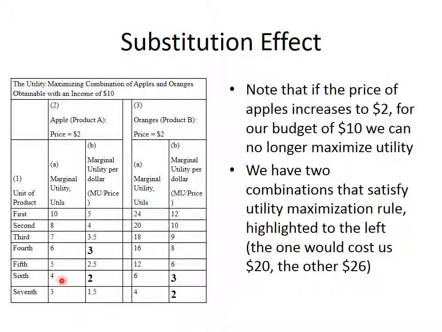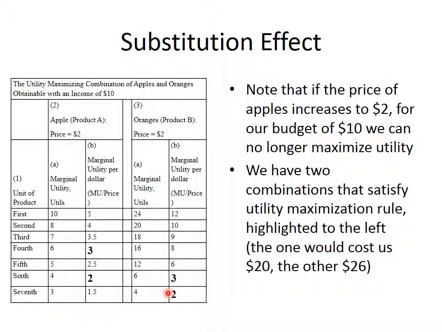We have another combination here. Our 6th apple gets us 4 additional units of benefit at $2, for the price of the apple, gets us 2 units of marginal utility per dollar. Okay, same things down here. Okay, again, with oranges, that 7th orange gets us 4 units of benefit. It costs us $2, so we're getting 2 units of benefit per dollar. Okay, so again, now how much is this going to cost us? 6 for $2 is $12. 7 for $2 is $14. So this is $26.